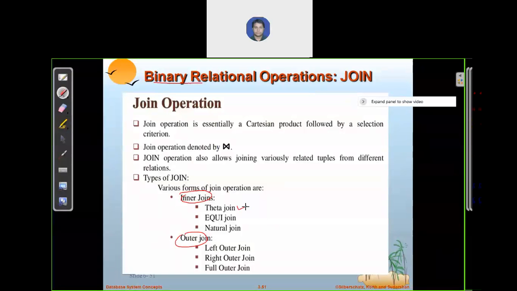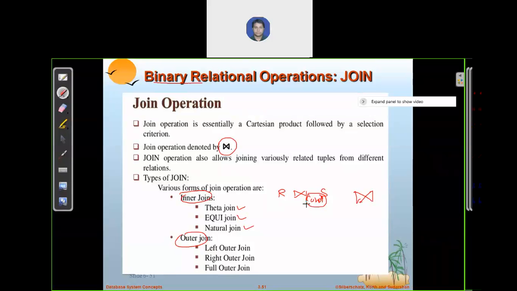In inner join, we have seen three joins: theta join, equijoin, and natural join. In this inner join, we combine two relations based on some condition or selection condition. It means we are combining two relations R and S based on this selection condition. This join is denoted by this symbol, a Cartesian join between these parallel lines, and we pass a condition.